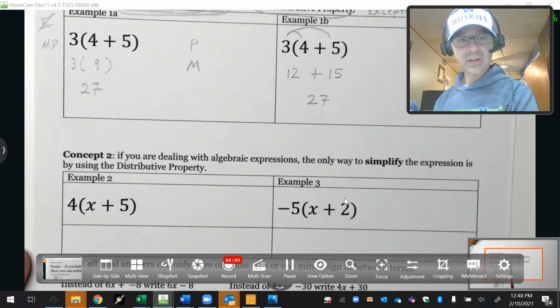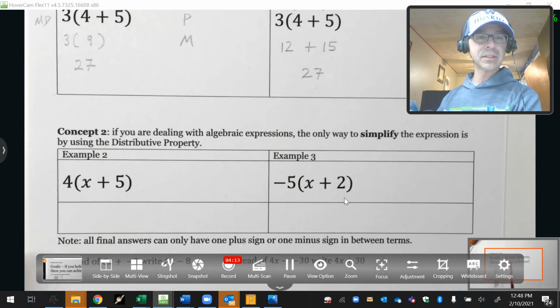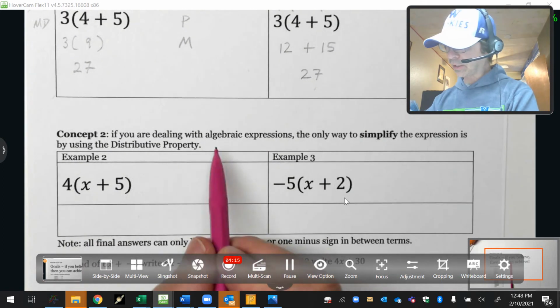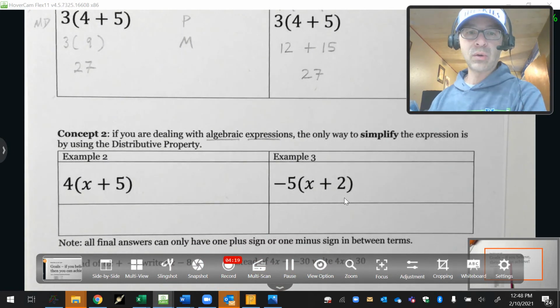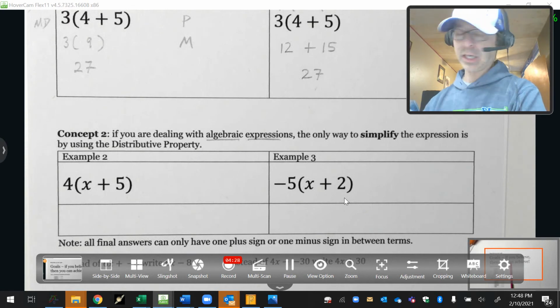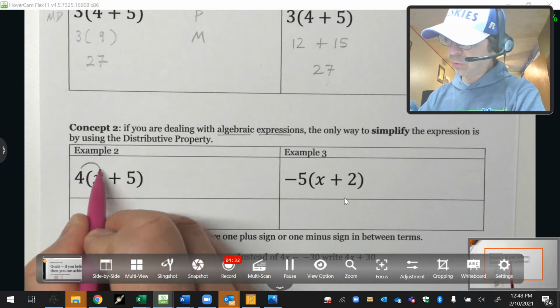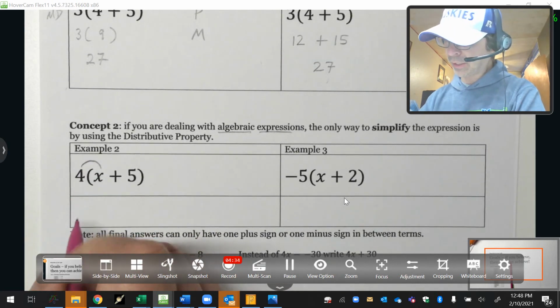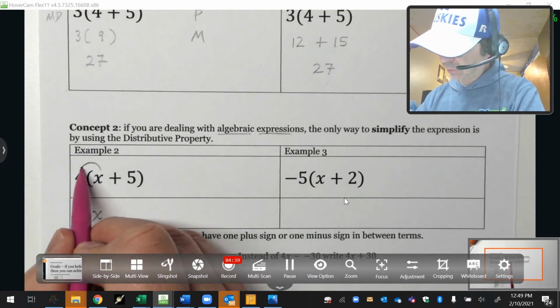Here we go. Oh, look at this. We got some letters. That means these are truly algebraic expressions because there are letters. So we have no choice. We can only simplify it using the distributive property. There's only one way to do this. So you're going to multiply the 4 with the x. 4 times x is 4x. And then you're going to multiply the 4 with the 5.